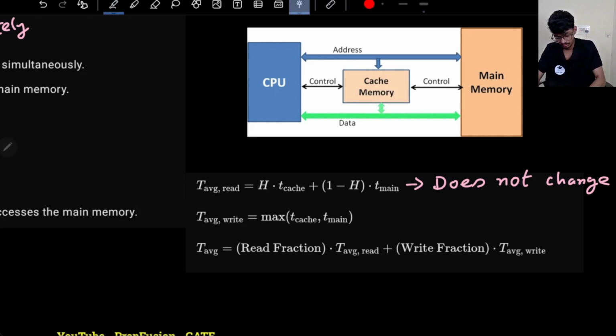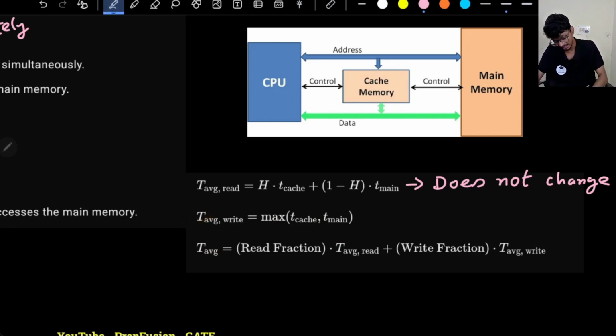What is the average write time? The average write time will be the maximum of T cache and T main. Why? Because if it is a write, I have to go to the cache memory and change it, and whenever I do that, I have to simultaneously go to the main memory as well. Write means I'm writing something.